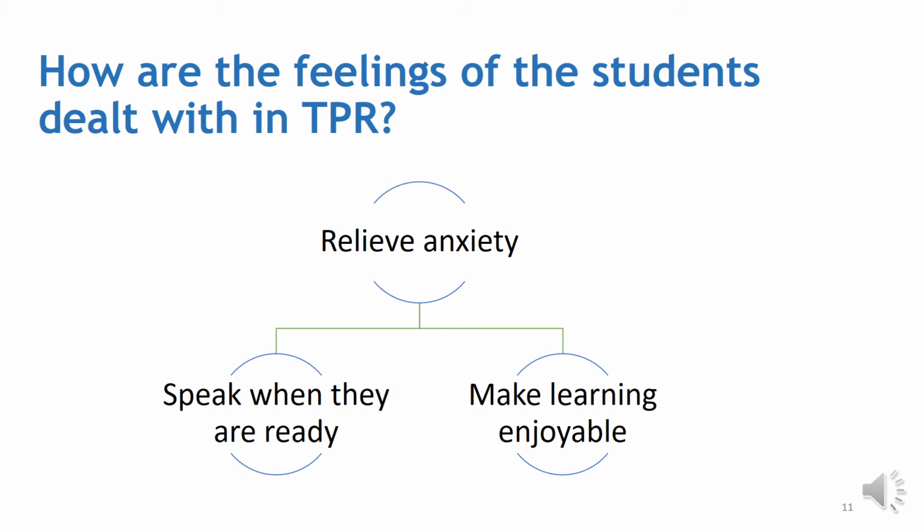How are the feelings of the student dealt with in total physical response? One of the main reasons total physical response was developed was to reduce the stress people feel when studying other languages. One of the primary ways this is accomplished is to allow learners to speak when they are ready. Forcing them to speak before then will only create anxiety. Also, when students do begin to speak, perfection should not be expected. Another way to relieve anxiety is to make language learning as enjoyable as possible.